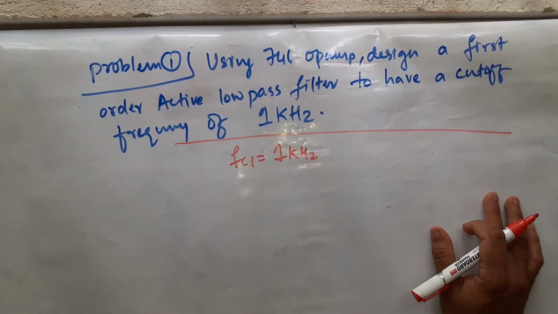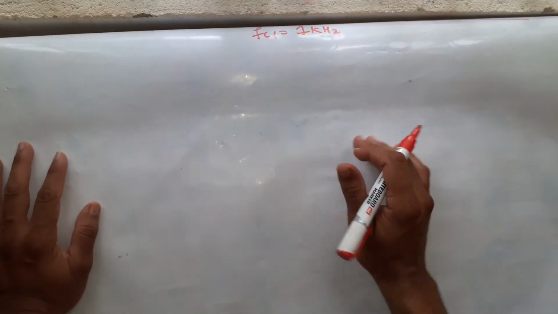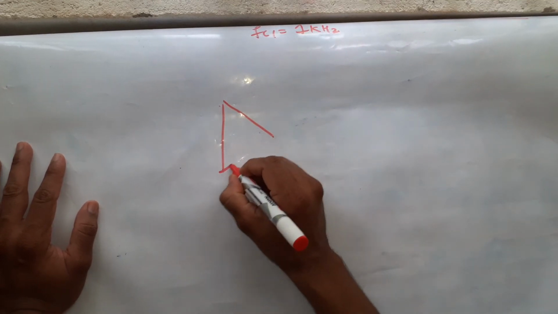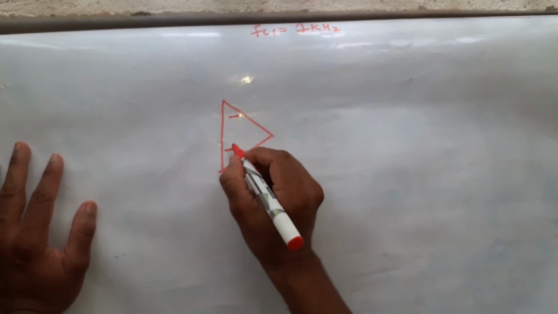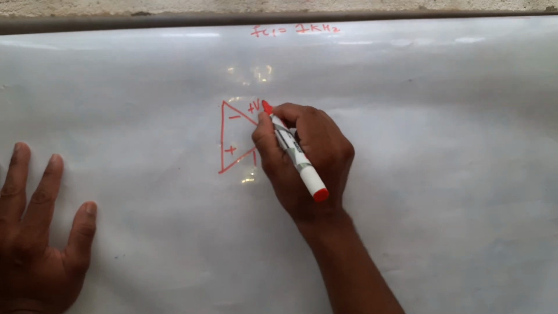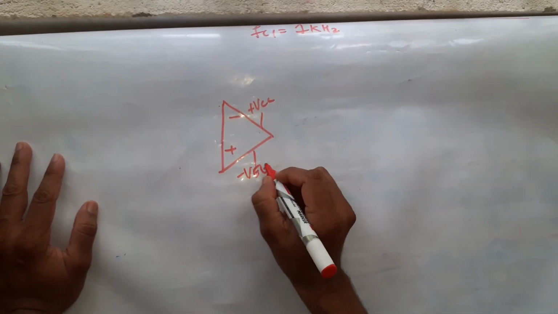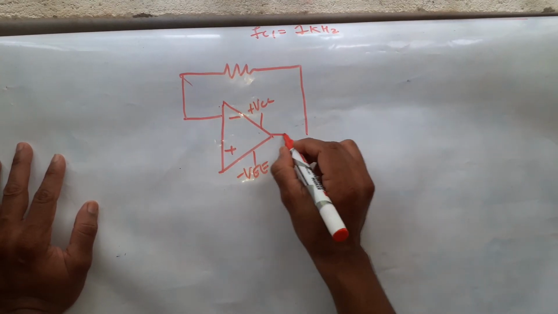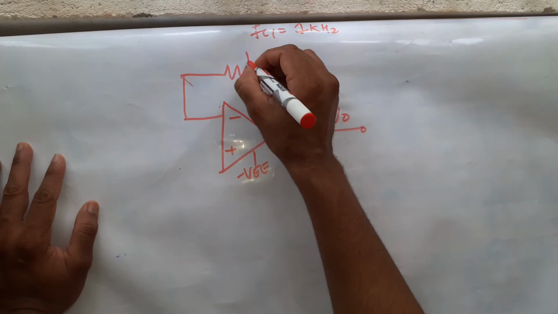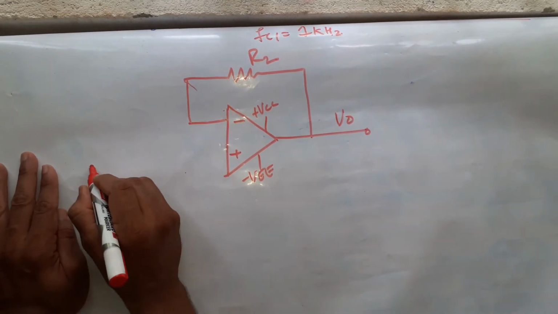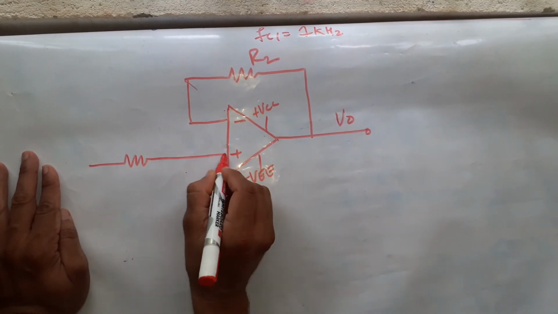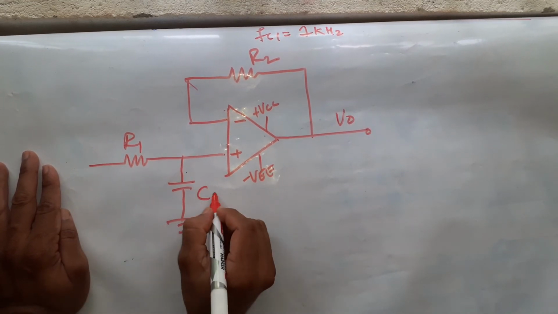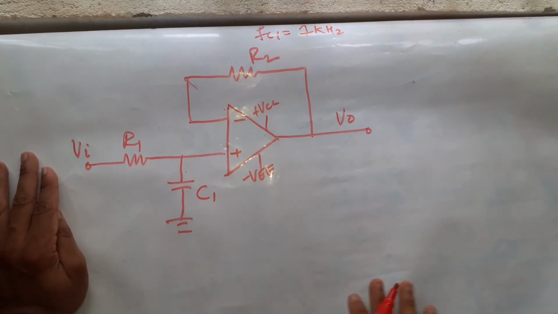Okay, first draw the circuit. How is the circuit? This is your minus, plus, VCC, minus VEE. Here you have one resistor. This is your output. This is your R2, right? Here you have your resistor 1. Then you will be having a capacitor, R1 C1. This is your Vin, right?